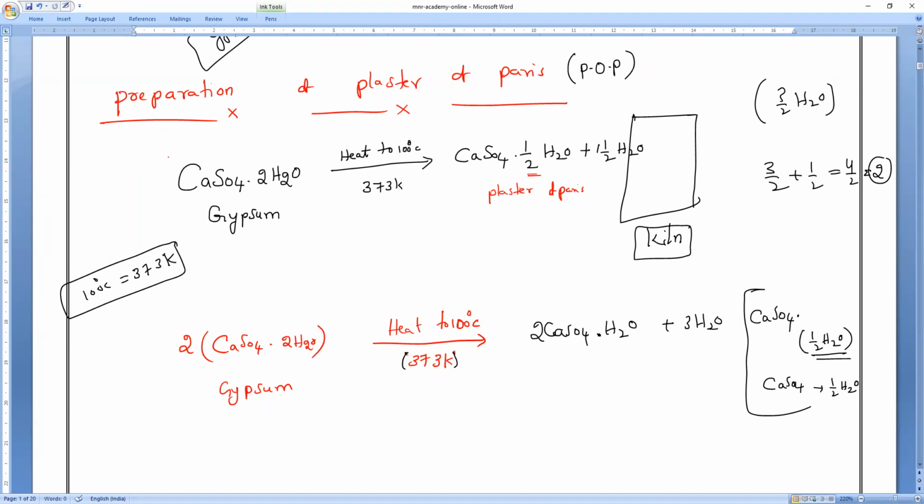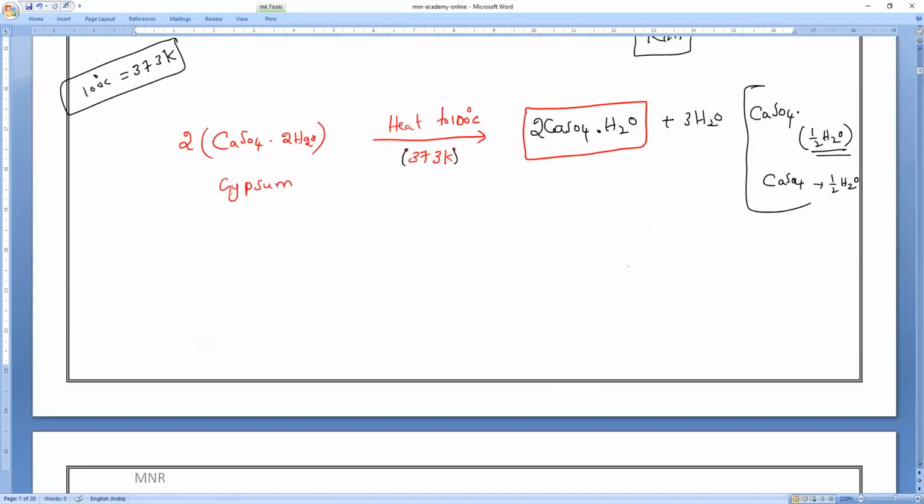That is why the formula of plaster of Paris can also be written another way. What is another formula of plaster of Paris? 2 CaSO4 dot H2O. See, this is the formula. The first formula says that one molecule of CaSO4 is sharing how many water molecules? Half water.